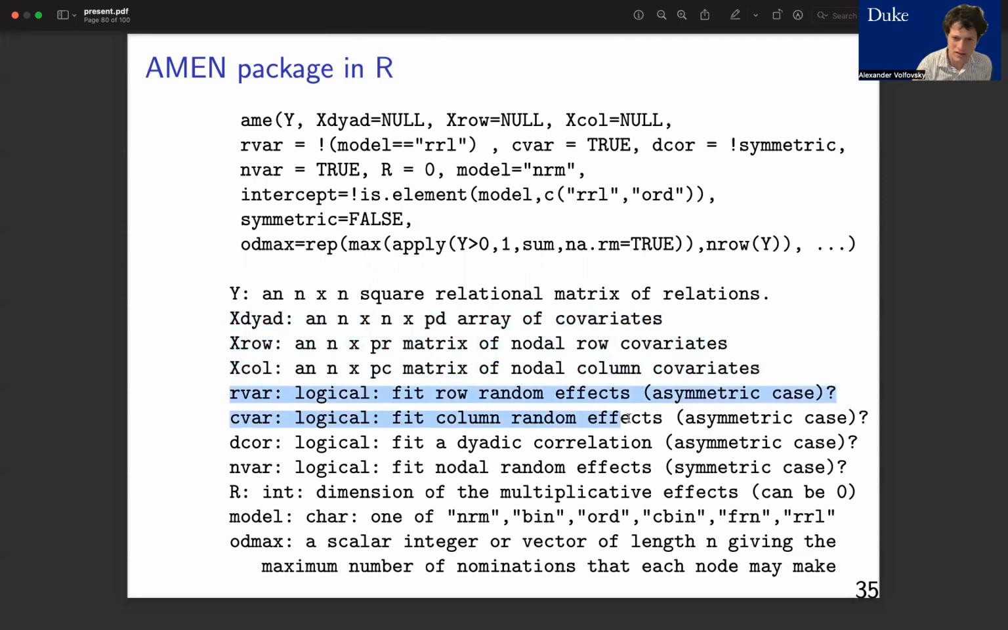RVAR and CVAR tell you whether or not you want to fit row random effects and column random effects. If you remember, this is our social relations model parameters. DCOR is whether or not you want dyadic or reciprocity correlation. And NVAR is if you want to introduce nodal random effects if you're dealing with symmetric data. The last thing that you need to specify if you want to go to our most flexible model is the dimension of the multiplicative effects.